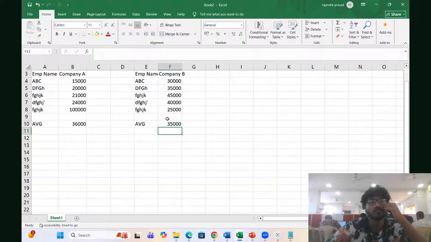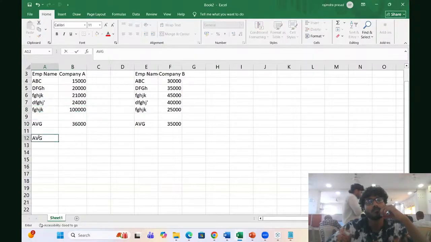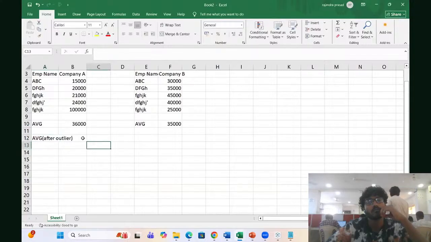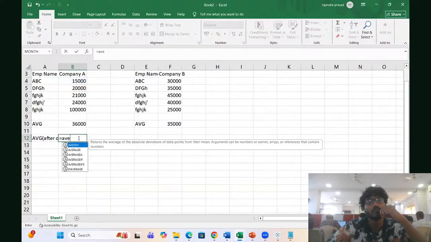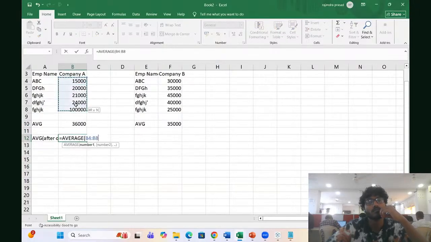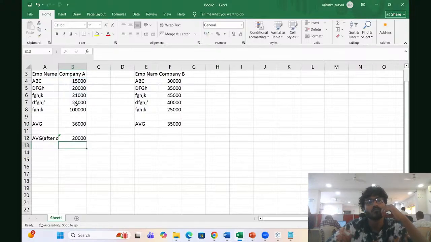You believe that if you join company A, you'll get 36,000 rupees as salary. But here the problem is, because of this particular senior employee, this high-knowledge person, the average salary went to 36,000. Let me remove that fellow. Average after outlier, then what is that? Equals the sum of the observations, 15,000 plus... or directly I can do equals average of only these people. I'm not selecting that 1 lakh. Let me close it and do it. What is the average salary?